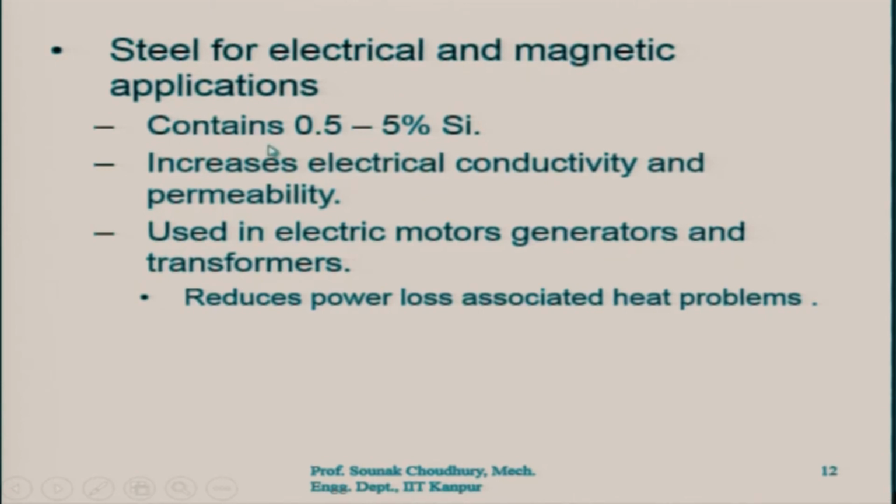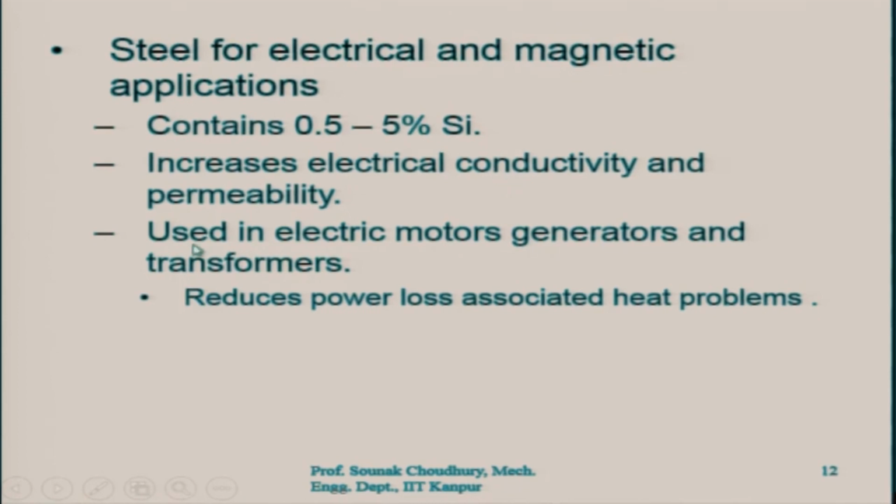applications will be different. Now, those kinds of steels may have 0.5 to 5% of silicon. That increases the electrical conductivity, because we need it for electrical applications, and permeability. So, these two properties, conductivity and permeability, are given by the silicon. The percentage can be varied from 0.5 to 5%, and depending on the exact percentage of silicon, you will have different grades and levels of permeability or electrical conductivity.